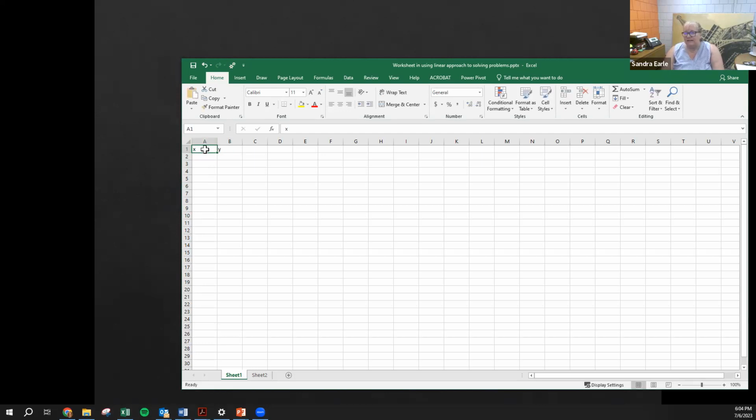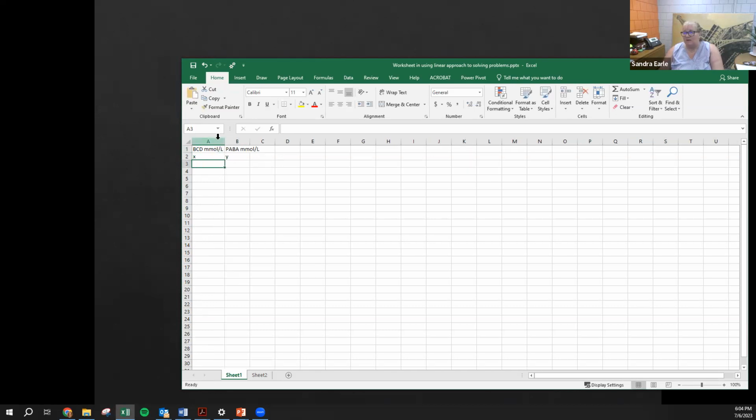Our X data is the beta-cyclodextrin. I think I'll put in an extra row here. We're going to use Excel here. So this is our beta-cyclodextrin in millimoles per liter. And this is our Y data, which is our drug, so it's our PABA in millimoles per liter. And we have all this XY data now that we can put into this Excel spreadsheet.